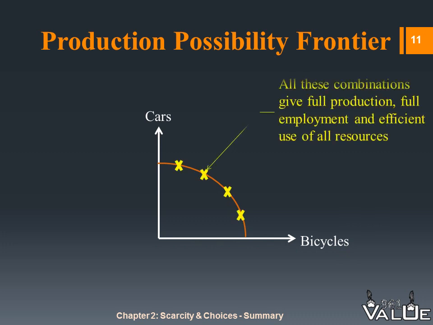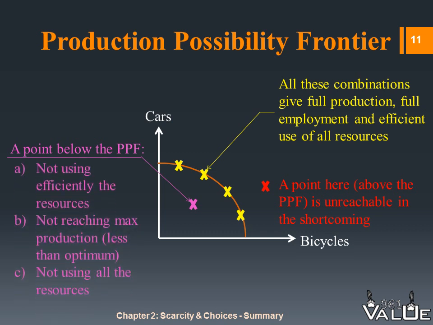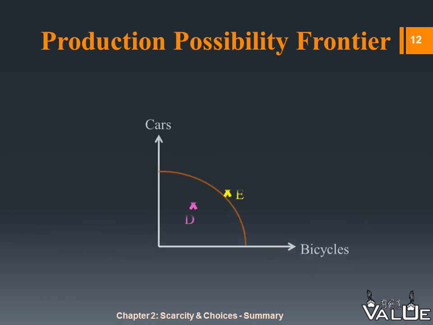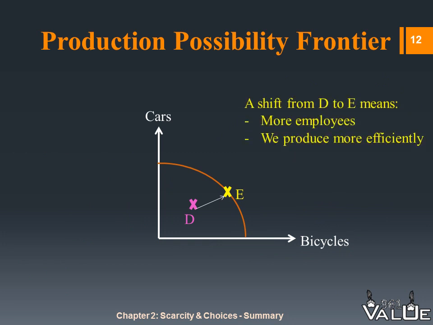The points on the PPF are combinations that give full production, full employment and efficient use of all resources. A point above the PPF is unreachable in the short run. A point below the PPF means that you are not using the resources efficiently. The max production is not reached, less than optimum. Not all the resources are used. A shift from D to E means that we have more employees and we produce more efficiently. If the PPF shifts to the right, we have economic growth.